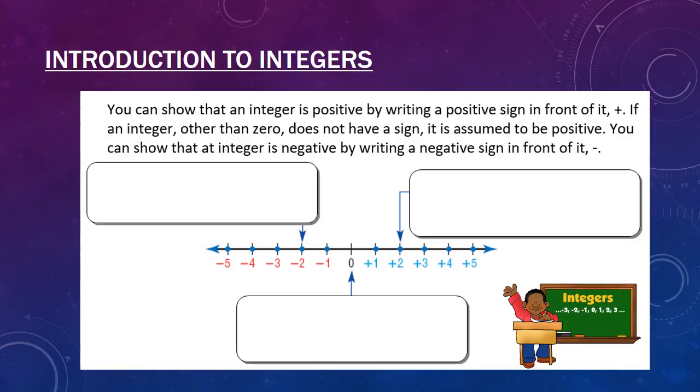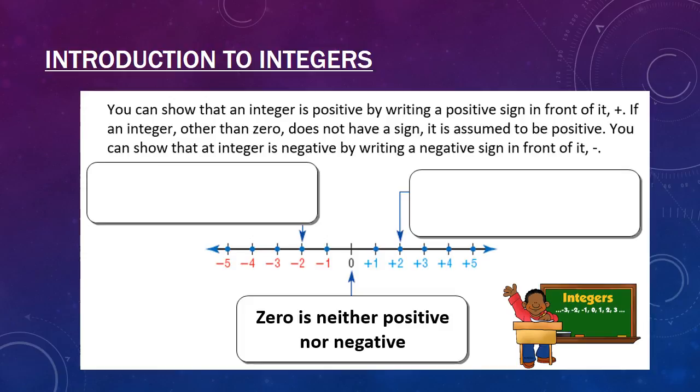At the bottom of your first page of notes, you'll notice this diagram that we're going to fill in. It says you can show an integer is positive by writing a positive sign in front of it, which is a plus sign, or an integer other than 0 that does not have a sign is assumed to be positive. You can show that an integer is negative by writing a negative sign in front of it, and that looks like a subtraction sign.